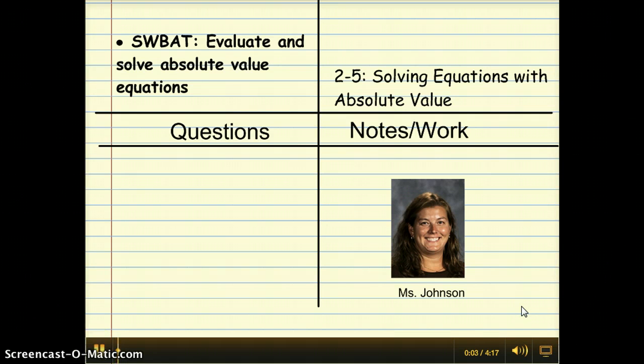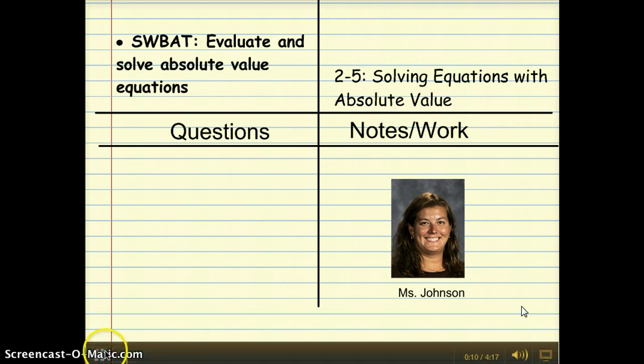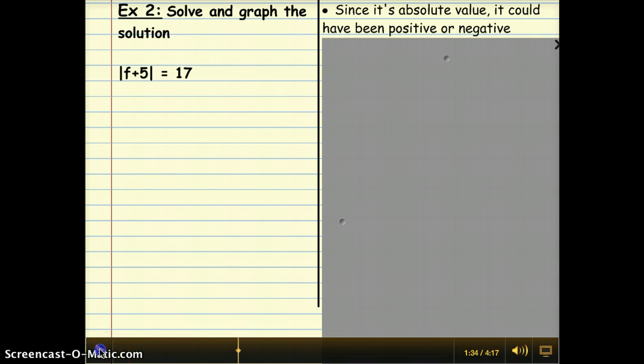Johnson with 2-5 Solving Equations with Absolute Value. Today we will be able to evaluate and solve absolute value equations.